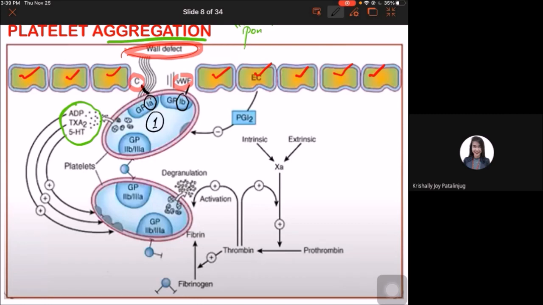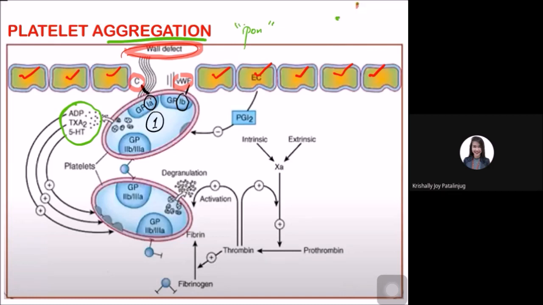Ngayon, with this initially adhered platelet, hihingi siya ng tulong from other resting platelets. How? Magsisend siya ng mga pro-aggregants. Halimbawa, ADP, thromboxane, serotonin. Okay, and the moment na ma-sense sa mga other resting platelets, they will be activated. Ngayon, kaya susugod sila sa affected area.